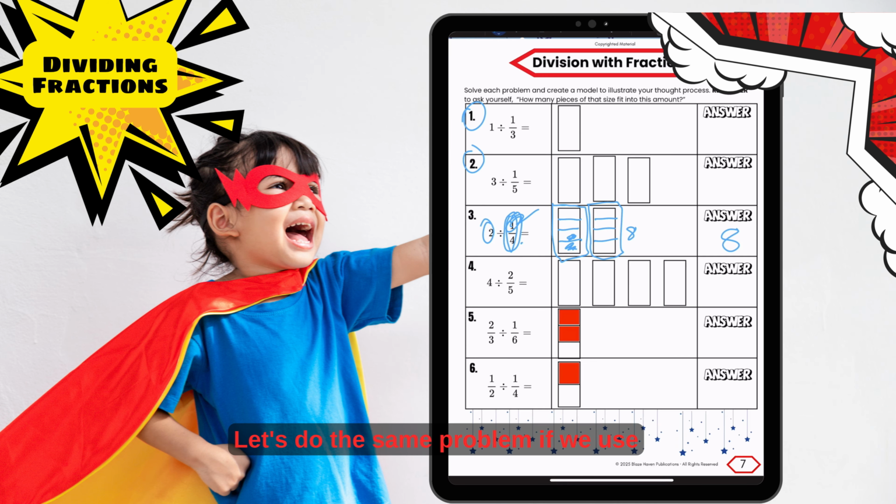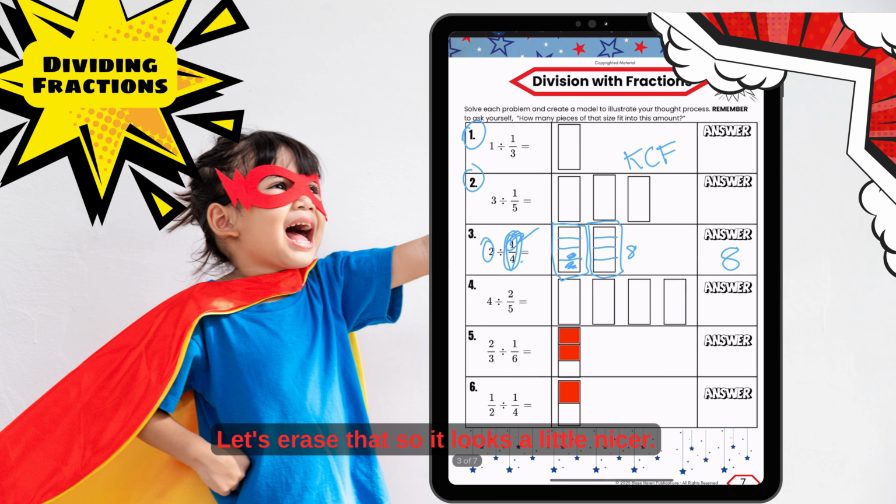Let's do the same problem if we use keep, change, flip. Okay, so we're going to keep our first term 2. We're going to change division to multiplication, and we're going to flip 1/4 to its reciprocal, 4/1. And then when we multiply with fractions, we just do top times top, bottom times bottom. 2 times 4 is 8, 1 times 1 is 1, 8 divided by 1 equals 8. We have the same answer, 8. So 2 divided by 1/4 equals 8.